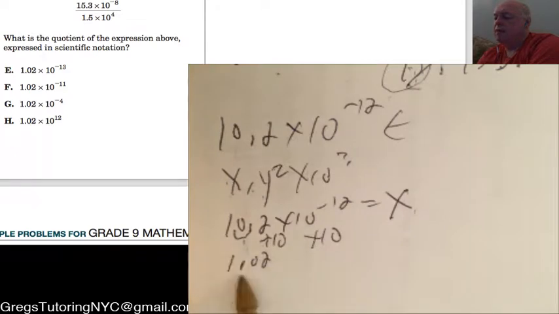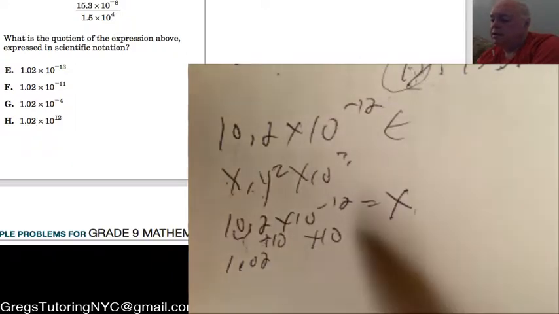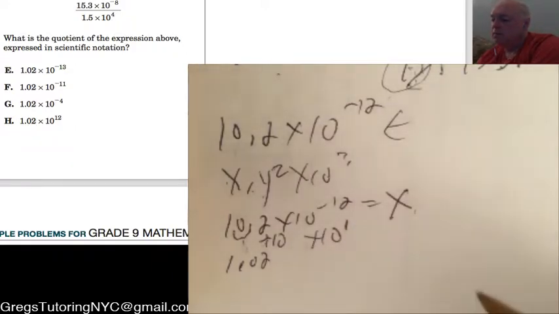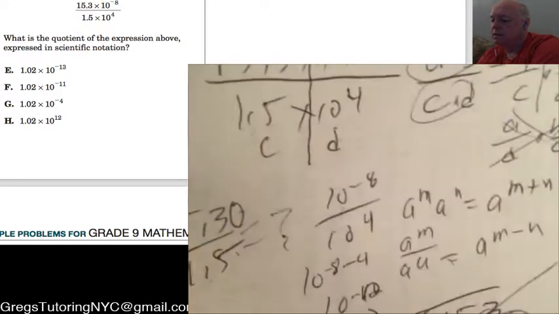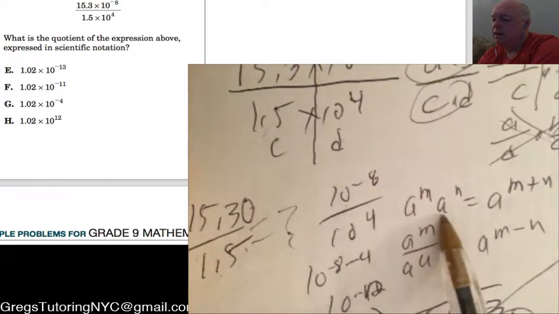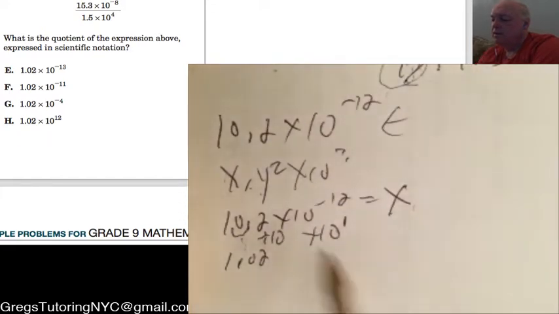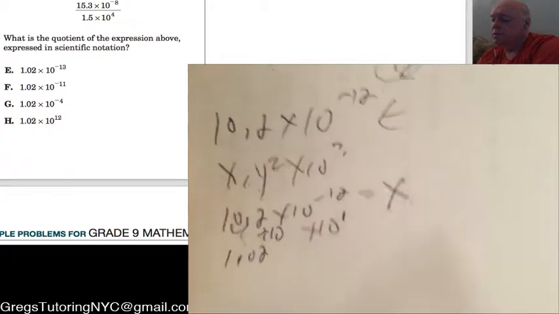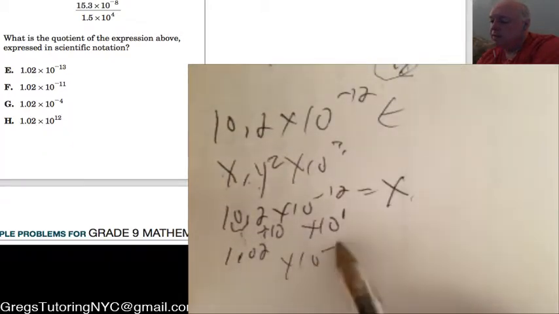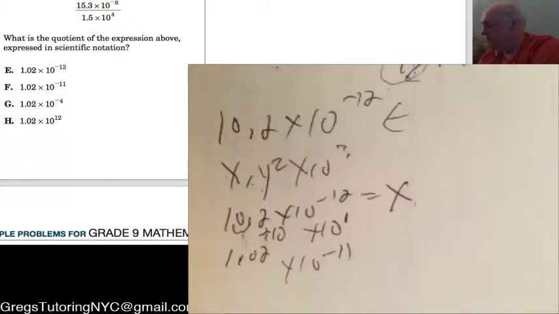So if this has to be in the form of 1.02, we have to do 10 to the minus 12 times 10. And 10 is the same as 10 to the 1. So if we go back up here, a to the m times a to the n is a to the m plus n. Then what we have is 10 to the minus 12 plus 1, which gives us times 10 to the minus 11, okay? Which should be F.